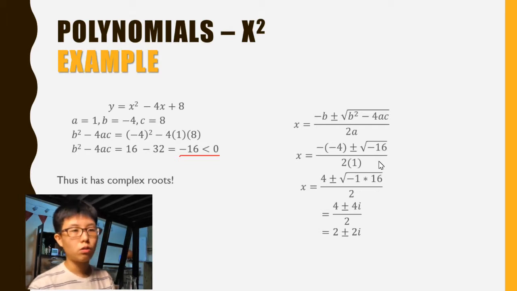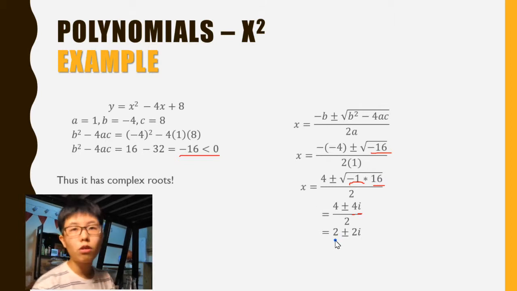But now when you see a negative number, you should still be able to square root it. So when you see a negative number like negative 16, you can split it up, right? Negative 16 can be split into negative 1 multiplied by 16. When you square root negative 1, you get your i here, and when you square root 16, you get your 4 here. Everything else goes as normal. So you put negative 4 into b and it just becomes a 4. Finally you have 4 plus or minus 4i over 2, and that becomes 2 plus or minus 2i.